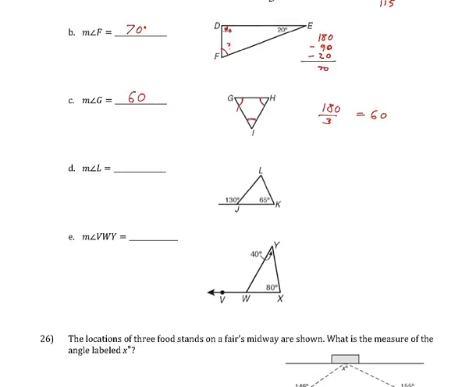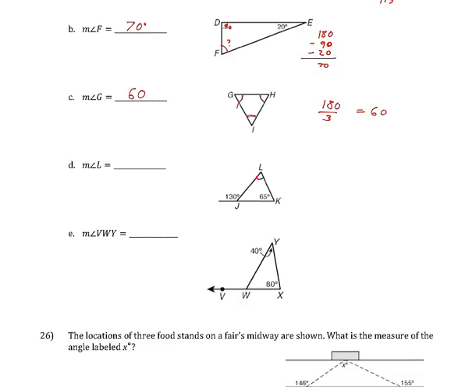Last one, angle L here. Question is, what is it? This is kind of a two-step problem. If this is 130 degrees, you can figure out that this one will be 50 degrees there, right? Because they're on a straight line, they add up to 180. So take that away from 180, you'll figure out that's 50.